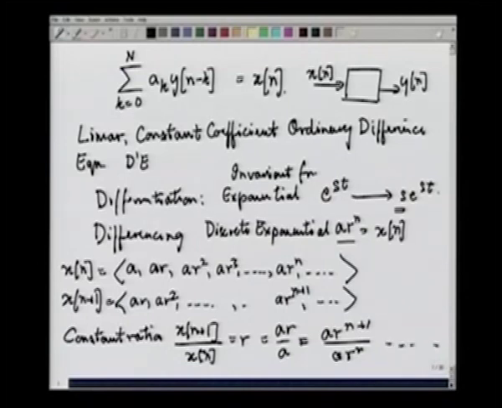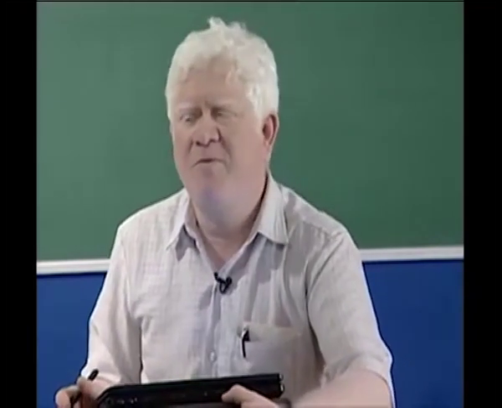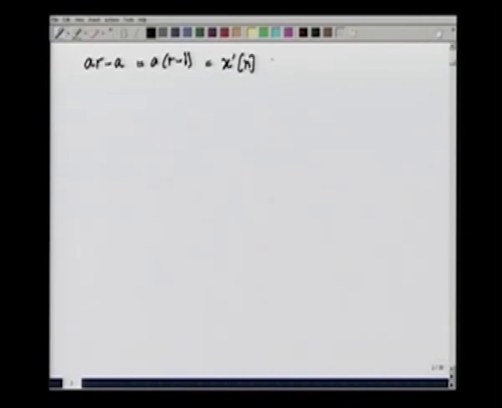This is one point. Another point is the difference. What is the difference between successive members of the sequence? Let us take a look. Suppose we subtract the first member of the first sequence from the first member of the second sequence. We would get a r minus a, that is equal to a times r minus 1. Okay. So, this is the first member of x dash n, first member.